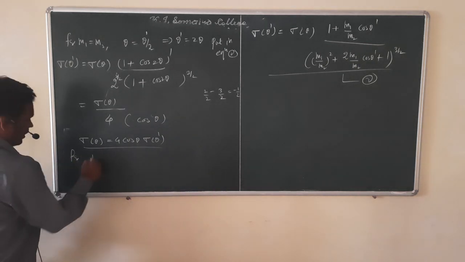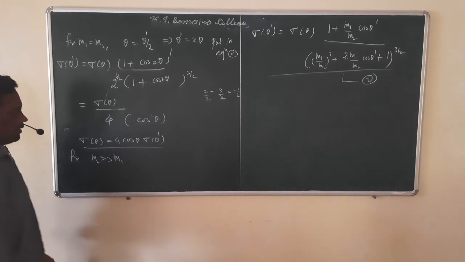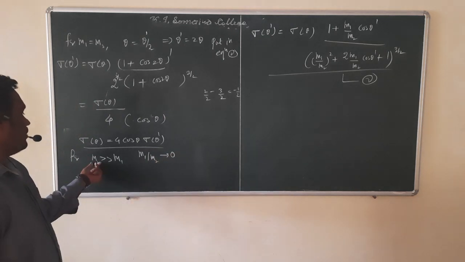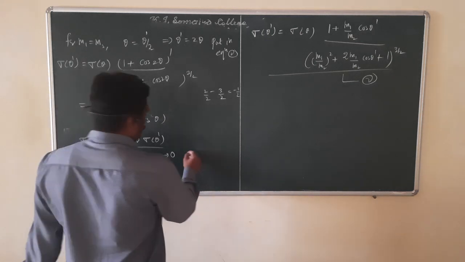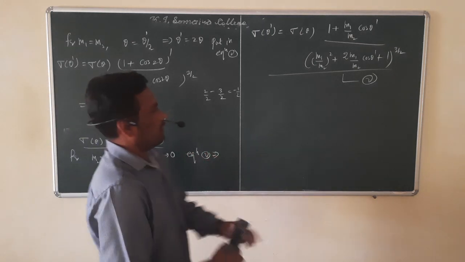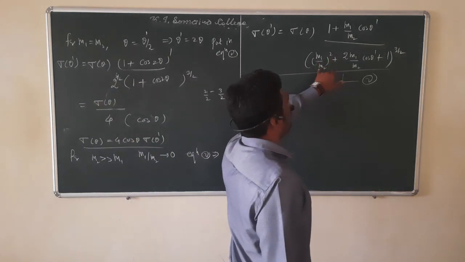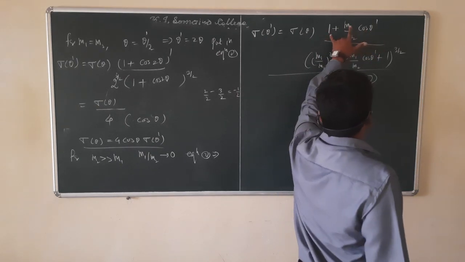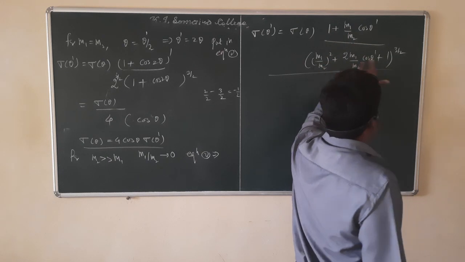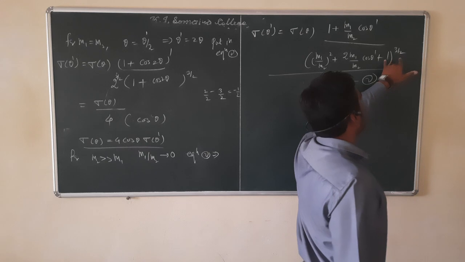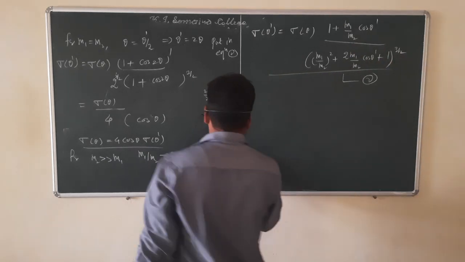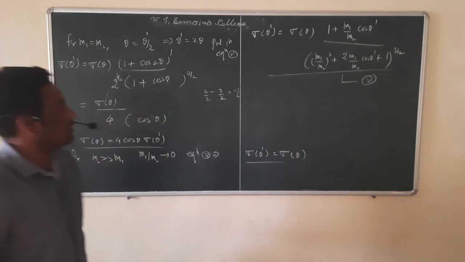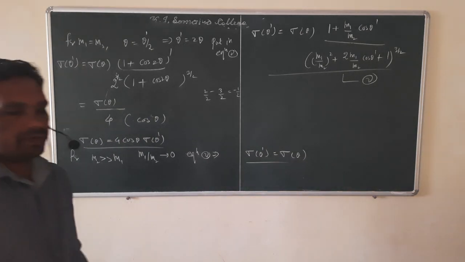Now for m2 very much greater than m1, the ratio m1 upon m2 tends to 0, because m2 is very much greater than m1. Then equation 2 becomes: if m1 upon m2 tends to 0, then in sigma theta dash is equal to sigma theta times this term, this term becomes 0, so the numerator is 1. In the denominator, this is 0, this is 0, and we have 1 raised to 3 by 2, so that is also 1. So 1 upon 1. We get sigma theta dash is equal to sigma theta. So this is the case for m2 very much greater than m1.